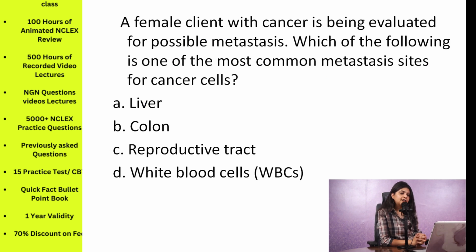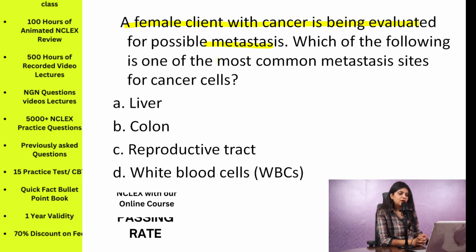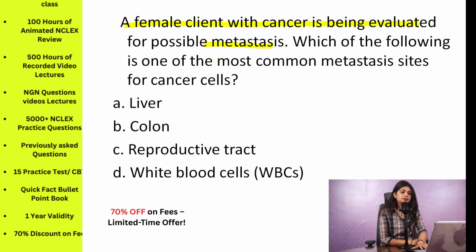Here comes another high-yield NCLEX-style question. A female client with cancer is being evaluated for possible metastasis. Which of the following is one of the most common metastasis sites for cancer cells? A. Liver. B. Colon. C. Reproductive tract. D. White blood cells.